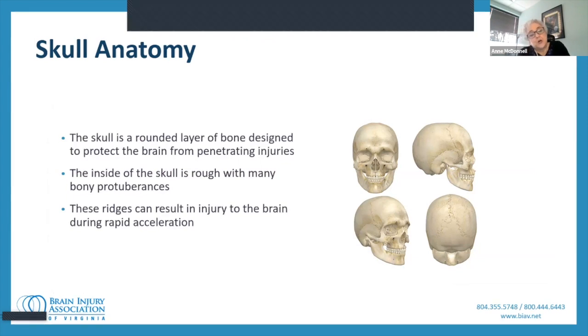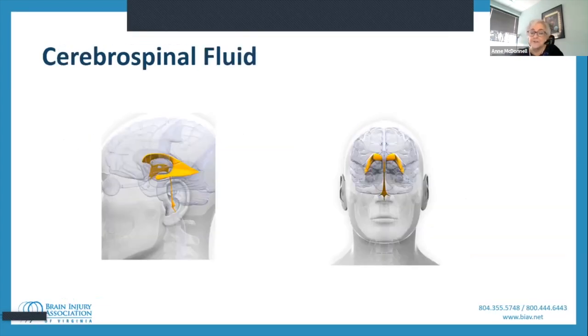So, you know, the skull is a rounded layer of bone that pretty much protects the brain from penetrating injuries most of the time. But when you look inside the skull, it's very rough. It doesn't look anything like the outside of the skull. It has a lot of bony ridges, and those ridges result in injury to the brain when it starts sloshing around in the skull.